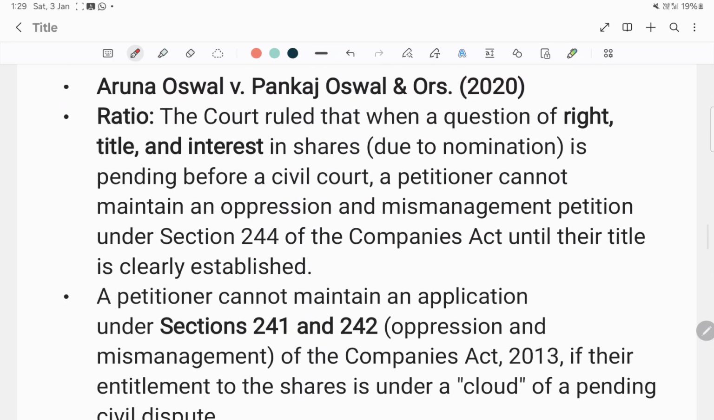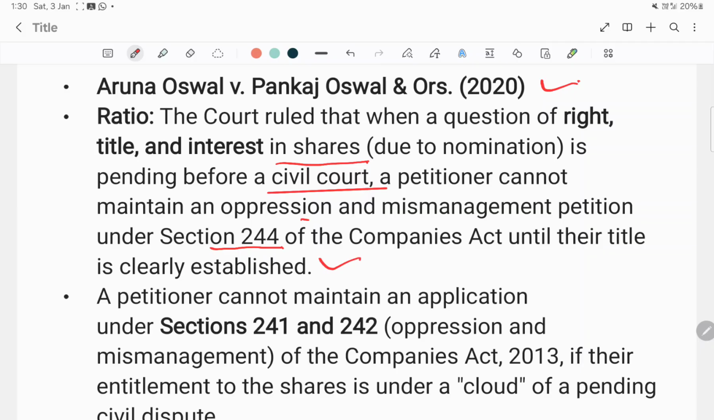Thereafter, Aruna Oswal versus Pankaj Oswal and others 2020. In this case, the Supreme Court ruled that when a question of right, title, and interest in shares due to nomination is pending before a civil court, a petitioner cannot maintain an oppression or mismanagement petition under Section 244 of the Companies Act until their title is clearly established.